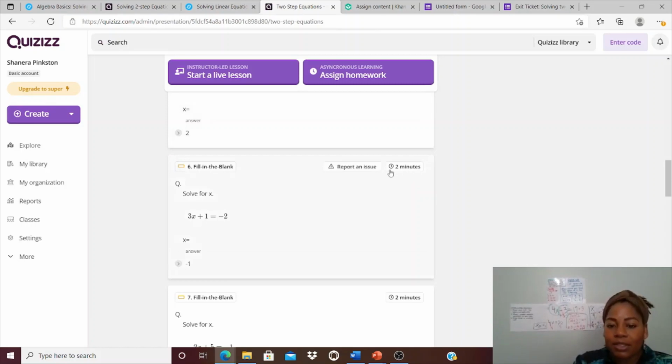Also, the timer. This timer, I would change it to like 15 minutes because that's the highest it can go. I don't see students spending more than 15 minutes on each question, but that's what I would change it to. And there we are. Those are the activities.